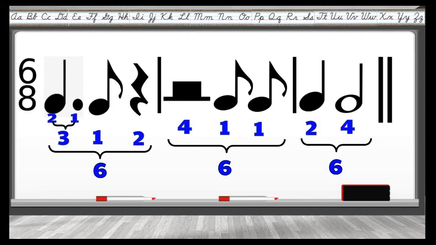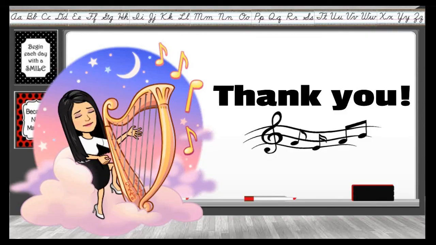See, creating rhythmic patterns in 6/8 time signature is as easy as that. I am sure you can create your own now.